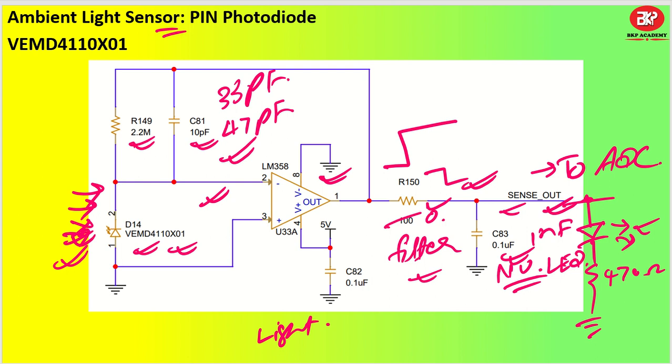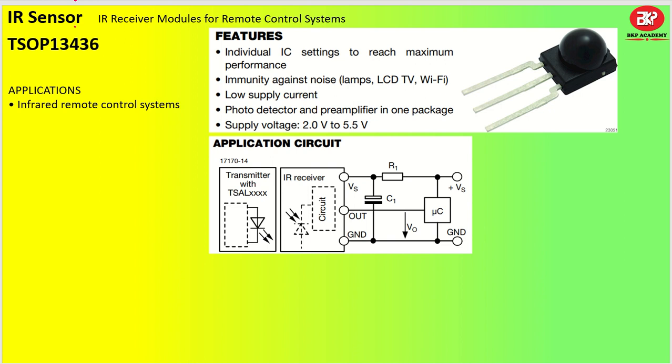Next, let us move to another sensor, which will be my IR sensor. The part number for this particular IR sensor is TSOP 13436. You can have other parts as well, and this is an IR receiver module for remote control systems. It has some features, like maximum performance, and very high immunity against lamps, LCD TVs, or Wi-Fi systems inside your home.